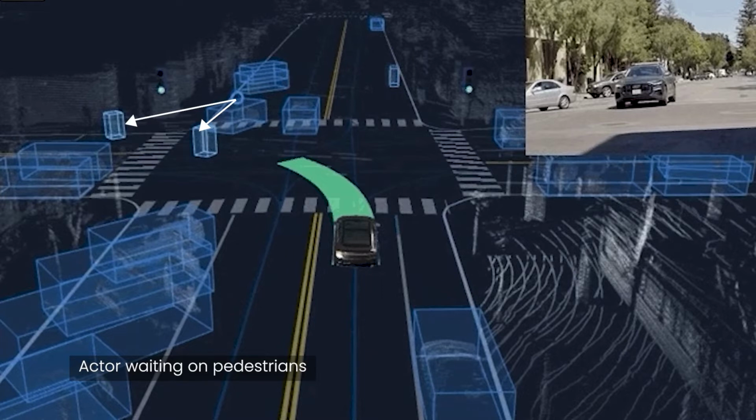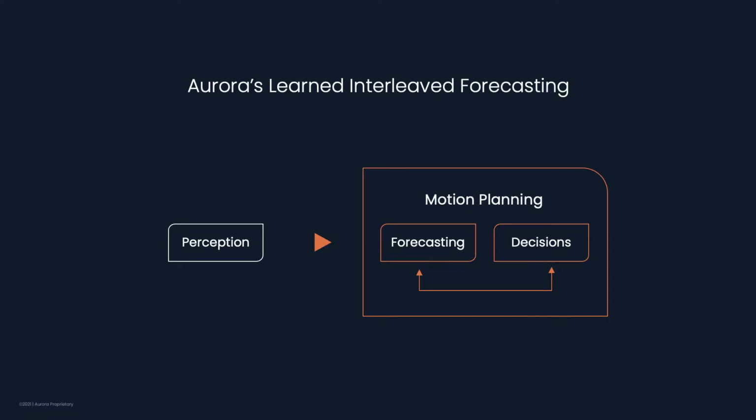Here, the vehicle turning right is waiting for pedestrians to cross before making its turn. So our left turn depends on that car's right turn, which depends on how those pedestrians move. Driving is full of complex interactions like these. The way you behave on the road affects the way vehicles and other road actors around you behave.